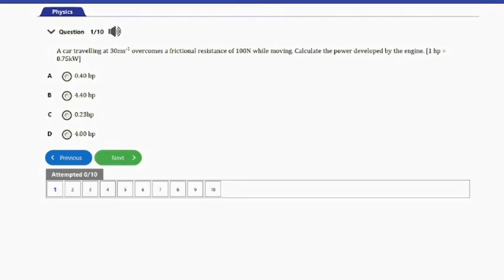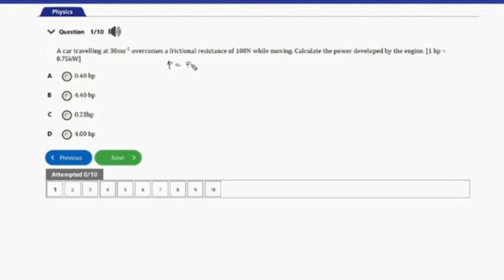In today's video, we are going to answer these 10 repeated questions on work, energy and power. So let's start with the first question here. It says, a car traveling at 30 meters per second overcomes a frictional resistance of 100 newtons while moving. Calculate the power developed by the engine. Take 1 horsepower is equal to 0.75 kilowatts.